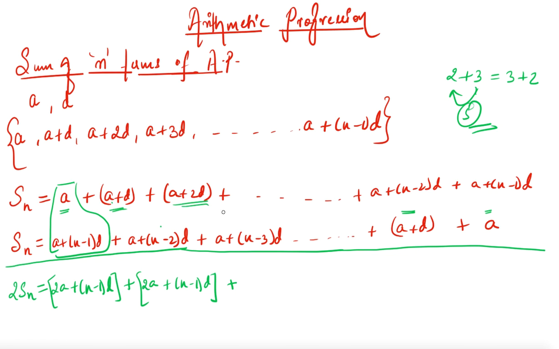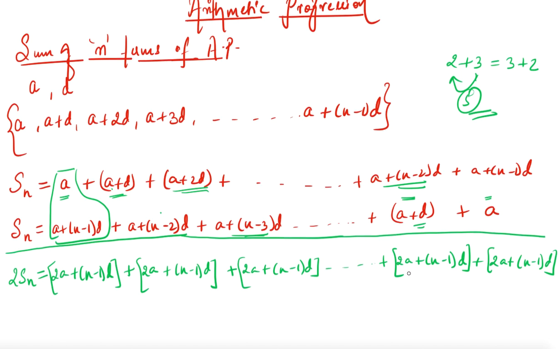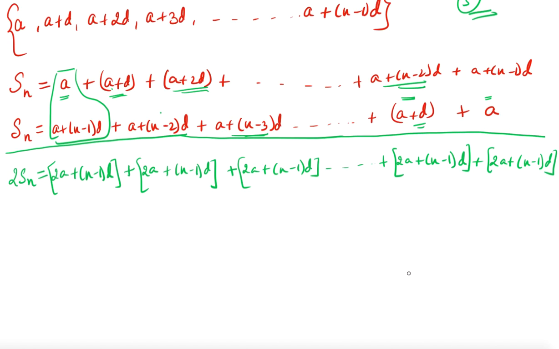Similarly, this third term and this third term will become 2a plus (n minus 1)d, and so on. Let me take the second last term for you. This term and this term, again a plus a is 2a, and (n minus 2)d plus d will become 2a plus (n minus 1)d, and the last term a plus a will become 2a, and the remaining terms plus (n minus 1)d. So as you can see, I am getting the same term many times.